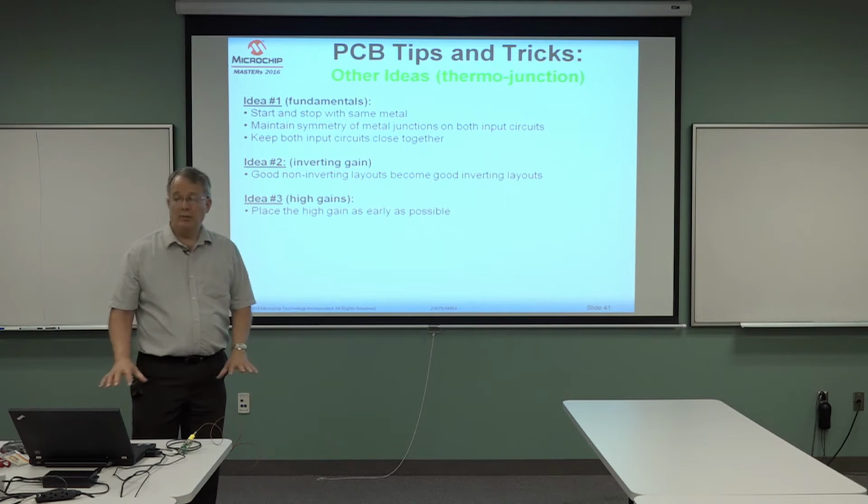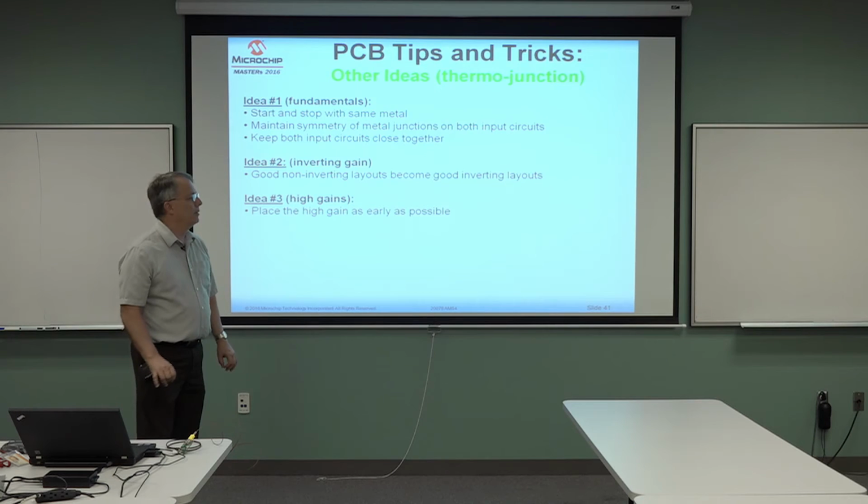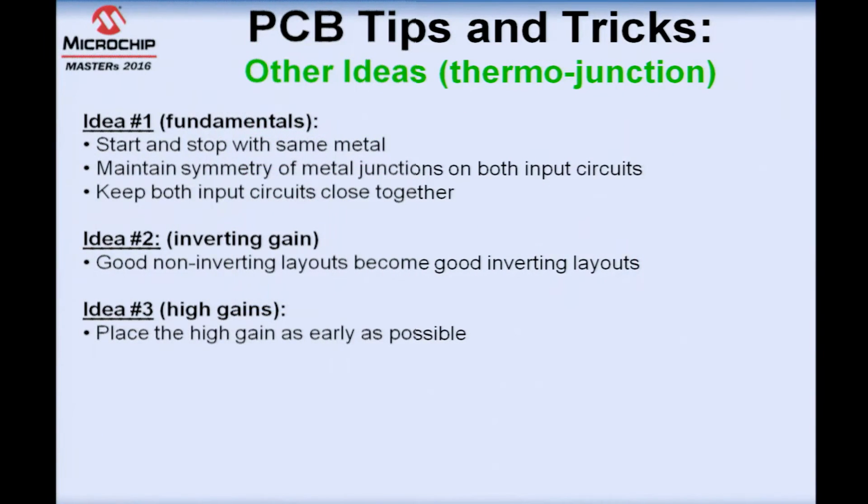So let's talk about some other ideas. I'm not going to go in fine detail on these, but these are something to talk about. So let's talk about fundamentals. I don't want to start with, say, an aluminum wire and end in a copper wire, because that's going to create a thermocouple. So use the same metal everywhere. I want to use symmetry on my circuitry to balance out the effects. And I want to keep the input circuits close together, as I just mentioned.